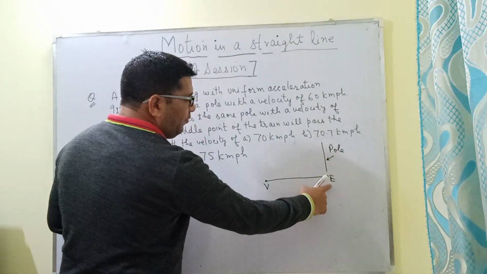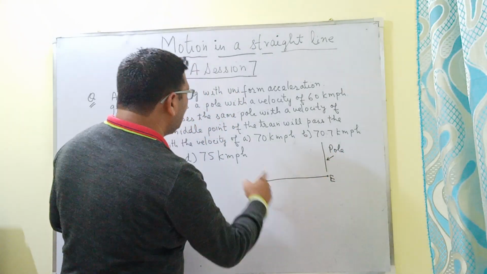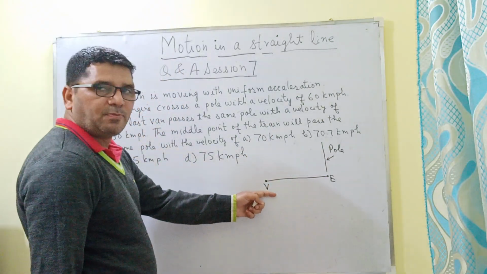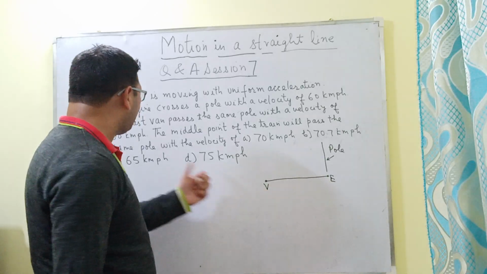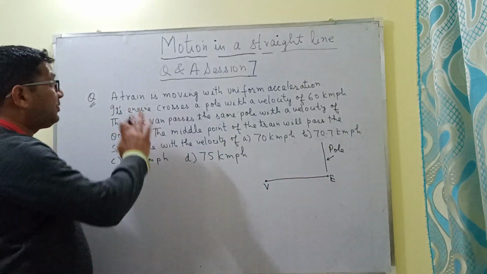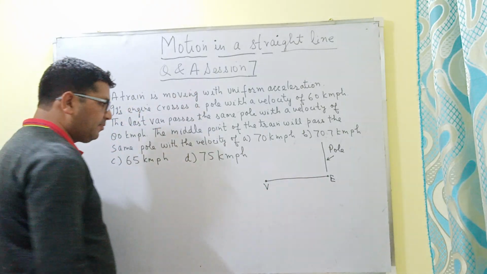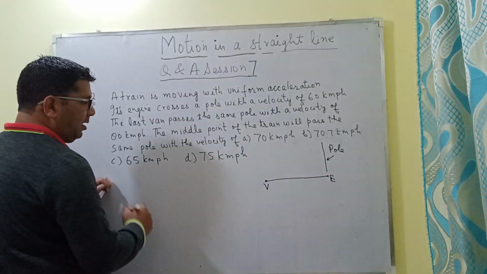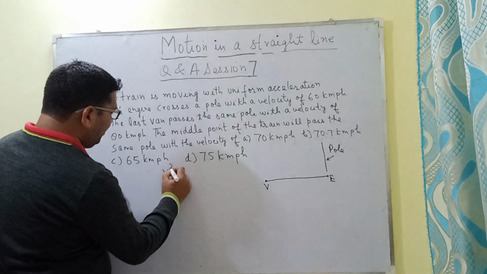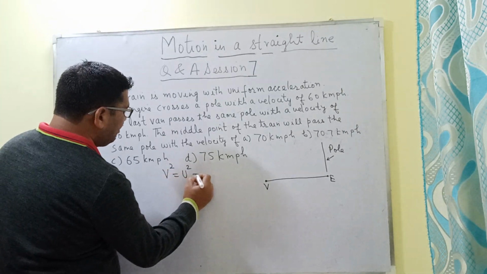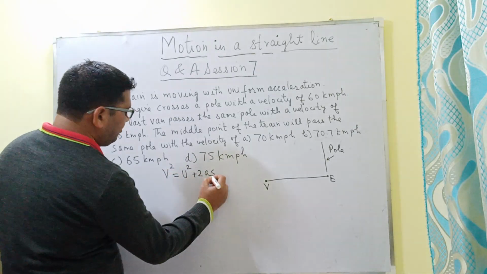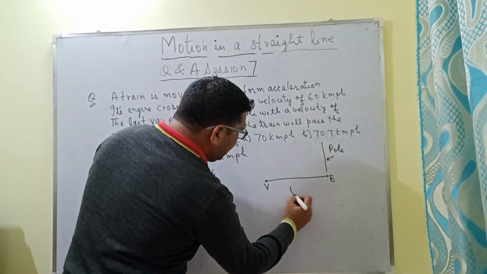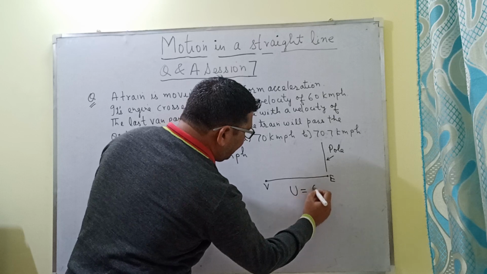So the engine of this train crosses this pole with a speed of 60 km per hour, and the last van, that is the last bogie of this train, crosses the same pole with a speed of 80 km per hour. The train is moving with a uniform acceleration. So in this case, I can use the equation of motion, that is v square is equal to u square plus 2as.